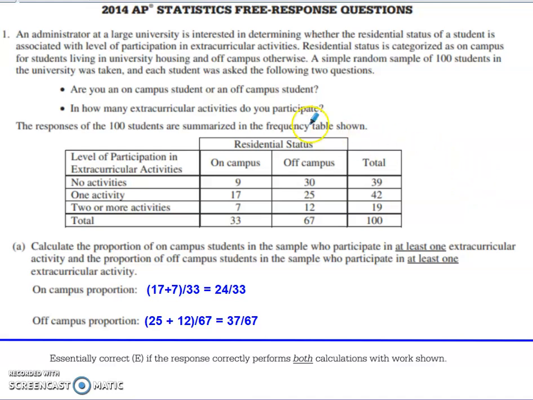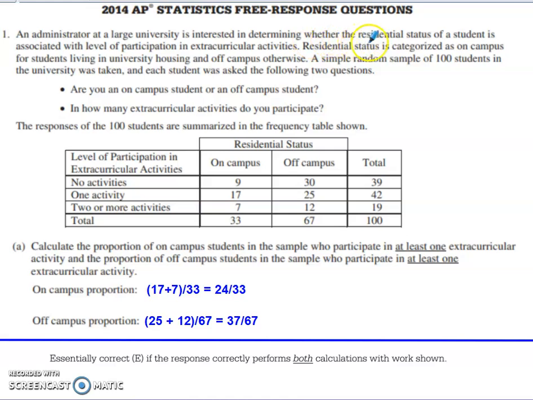So this is going to be a discussion of an AP Stats FRQ from 2014. This is problem number 1, and we'll just dive right in here. So we've got an administrator at a large university trying to decide whether or not the residential status of students is associated with their participation in extracurricular activities.